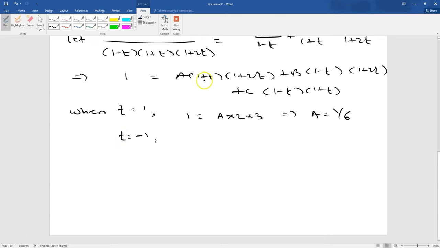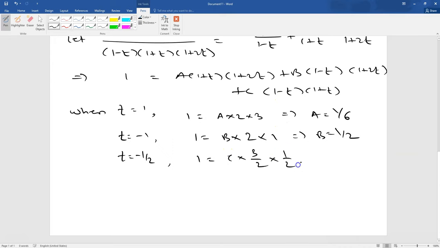When t is equal to minus 1, this will become zero, a will also become zero, but we will have b left. So take t is equal to minus 1, minus minus plus 1. Right. So b into 2, here after putting minus 1, minus 2, so this will be 1, so b is equal to what, half. Similarly take t is equal to minus 1/2. When you take t is equal to minus 1/2, these and the a term become 0, and what remains is c. So c into 3/2 will be what, and this will be 1/2. So c is going to be what, 4/3, right? Now these are the values.